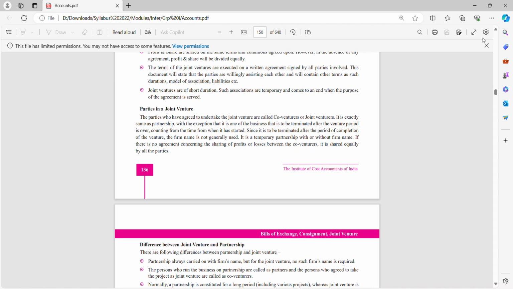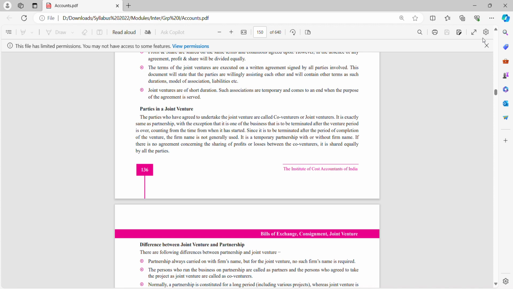So what are the parties in joint venture? The parties who have agreed to undertake joint venture are called co-venturers or joint venturers. It is exactly the same as partnership, but here we have an exception that the venture will be terminated after the venture period is over, counting from when it has started.